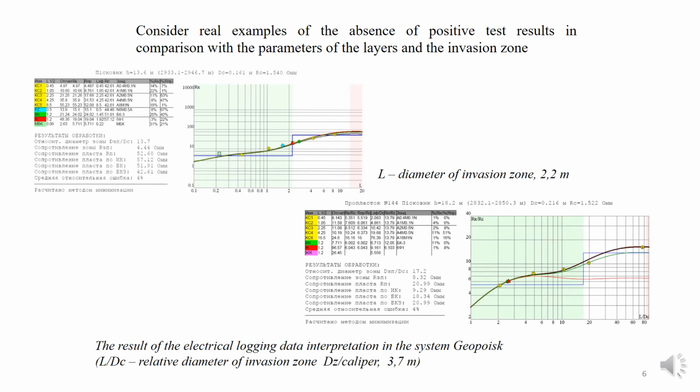Consider real examples of the absence of positive test results in comparison with the parameters of the layers and the invasion zone. In this slide, we see the results of the interpretation of electrical logging data for two permeable formations. The broken line gives us the values of the resistivity and the diameter of the penetration zone of the fluid filtrate. Anomalous zone diameters are equal to 2.2 meters and 3.7 meters respectively.